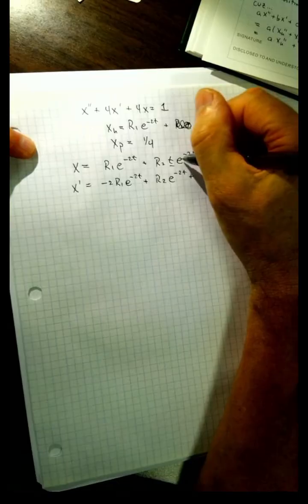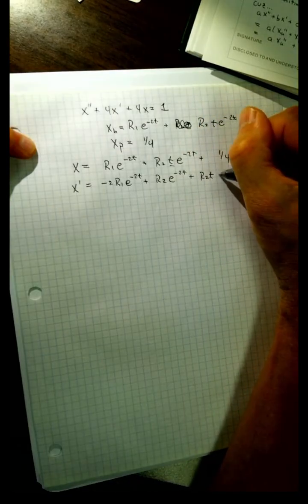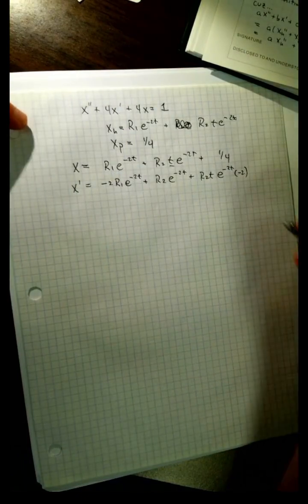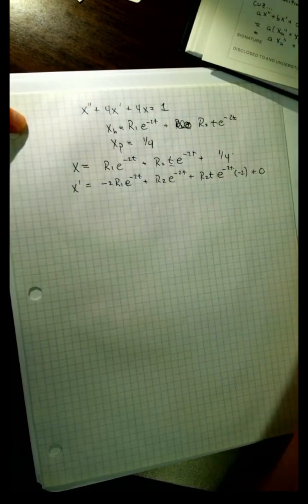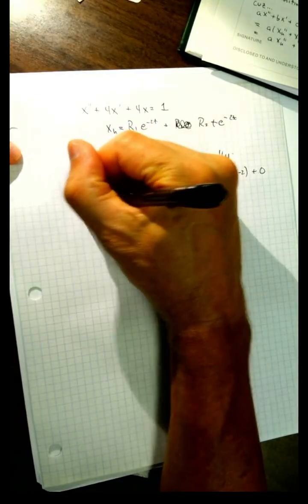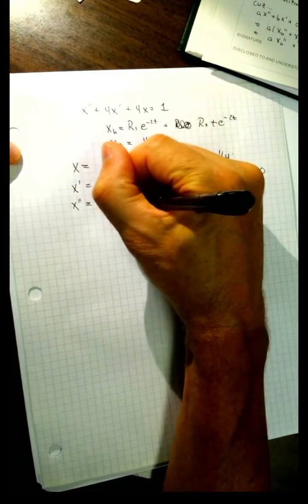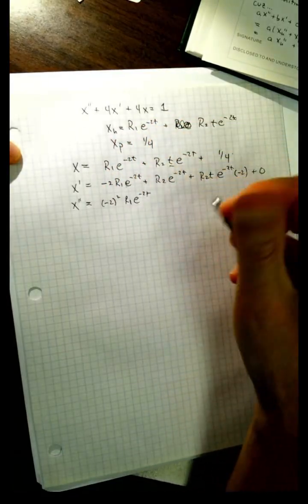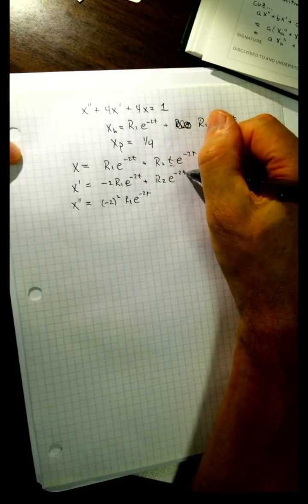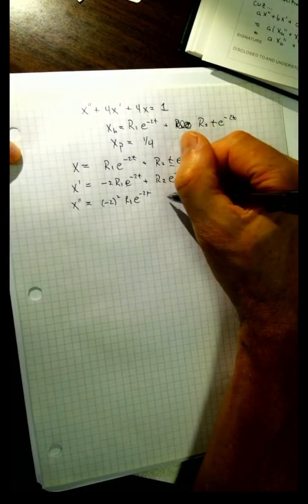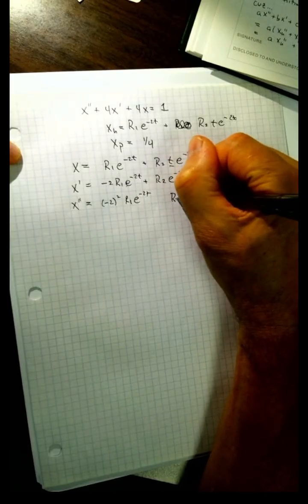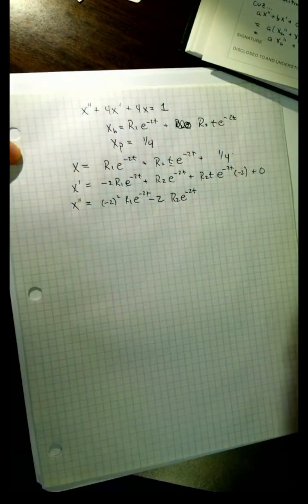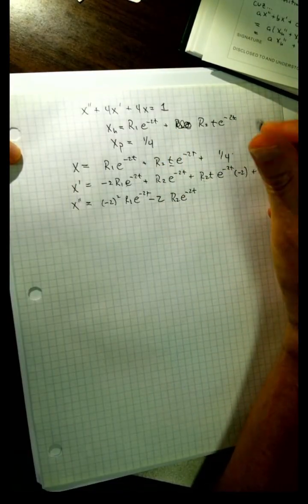And then the derivative of the second term, so I'm going to have R2 t times the exponential times the derivative of the minus 2. And the derivative of 1/4 is 0. Now I take a second derivative. So this is going to be minus 2 squared, R1 e to the minus 2t, because that's the derivative of the exponential. I already have a minus 2. Here, this is the derivative of an exponential, so it's going to be the exponential times the derivative of minus 2t, which is minus 2.